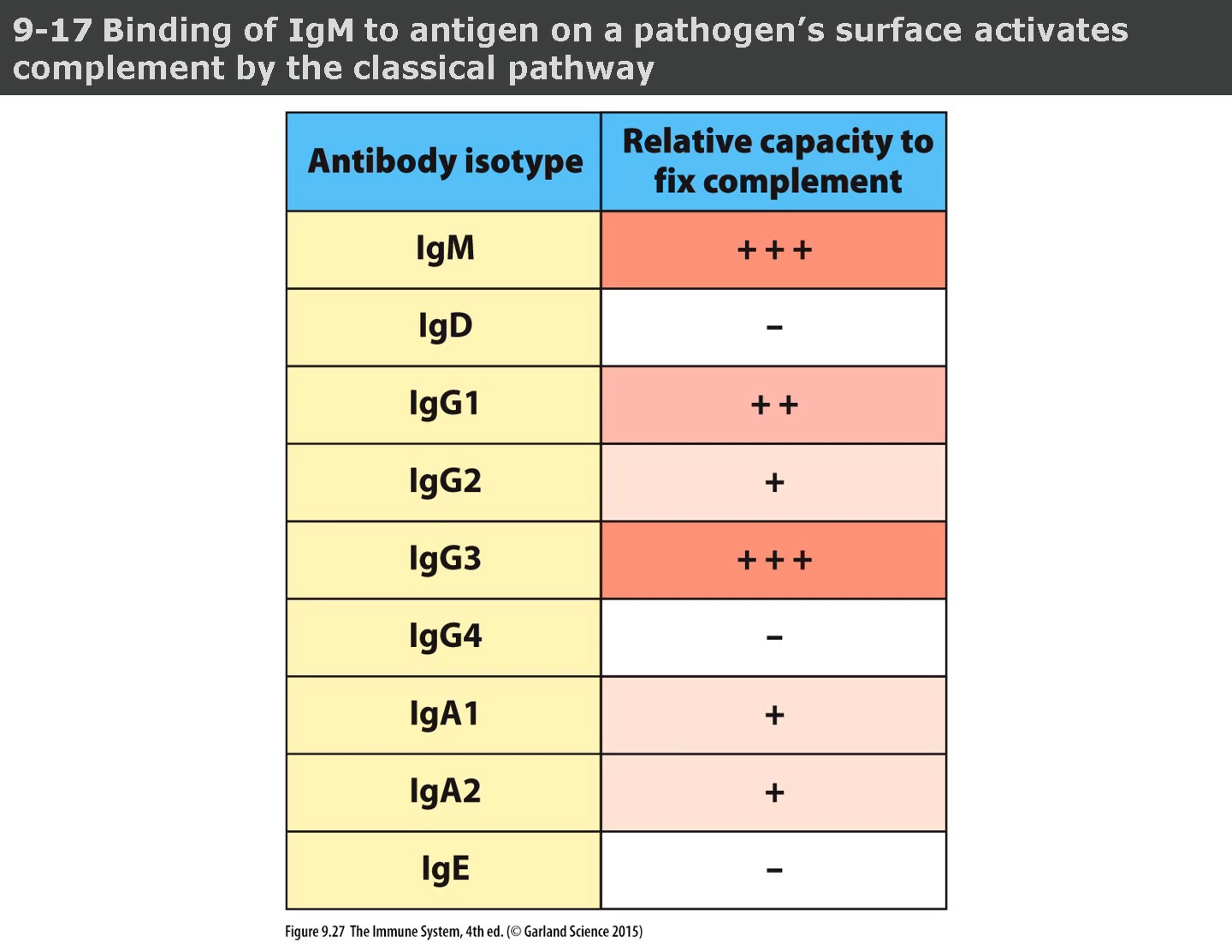IgE1 also fixes complement effectively, while IgE2 and IgA subclasses have more limited capacity. In contrast, IgE, IgE4, and IgE do not activate complement at all. Instead, these isotypes play specialized roles, such as IgE in allergy and parasitic defense, or IgE4 in immune tolerance. Understanding the complement-fixing abilities of each antibody class helps explain their biological roles and informs therapeutic antibody design.